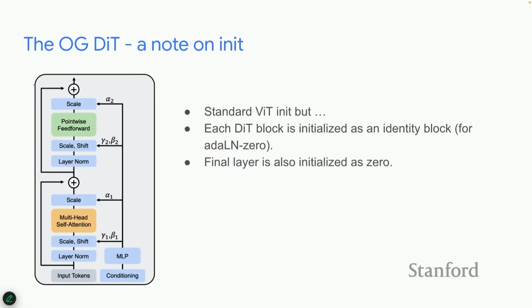Now, a note on init, because the initialization is fairly important. It's all standard vision transformer init, but with two key modifications. Each transformer block is initialized as an identity block, taking inspiration from the early works in ImageNet training, wherein if you have a bunch of ResNet blocks, you usually initialize the beta parameter in the batch normalization layer as 0. It helps with training stability and stabilization, and turns out that's the case here as well.